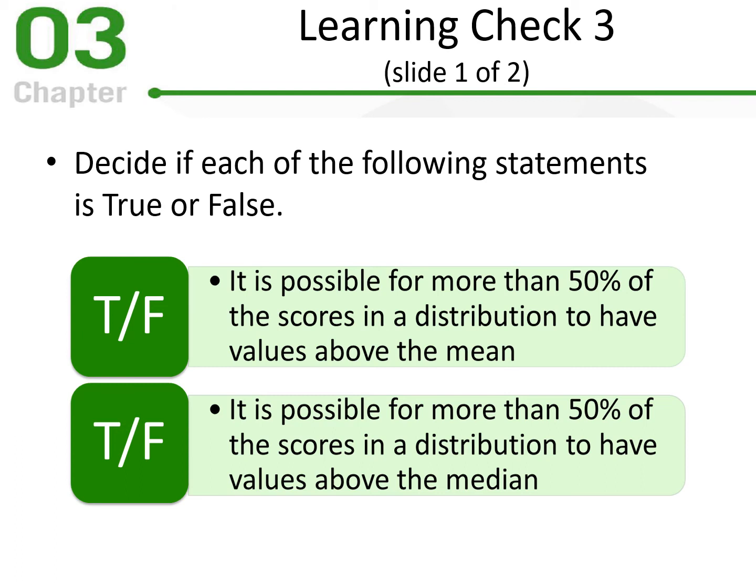Is it possible for more than 50% of the scores in the distribution to have values above the median? The answer is no, because the median by definition is the 50th percentile. So by definition, you can't have anything more than 50% of the scores above it, because that's what the definition of the median is. It's at the 50th percentile.